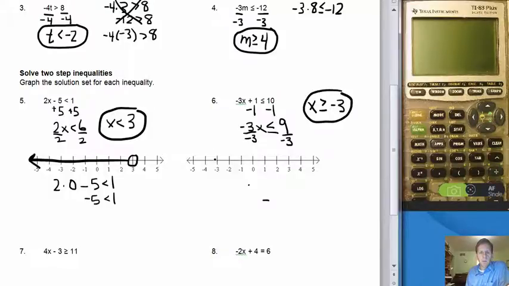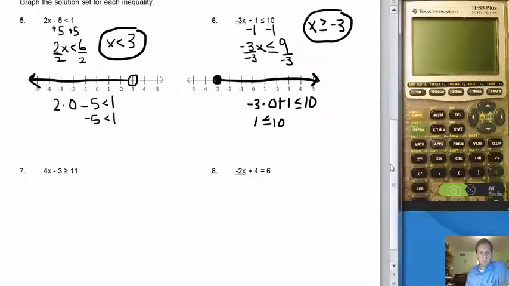Here's our solution. When we graph it, we have a closed circle at negative 3, and we have an arrow moving to the right. To check our answer, pick some point in this region. I'm going to pick 0 because that's a nice value. I'm going to go negative 3 times 0 plus 1, and see if that's less than or equal to 10. Well, negative 3 times 0 is 0, plus 1 is just 1, and that is less than or equal to 10. That is a true statement, so our inequality is probably reasonable.